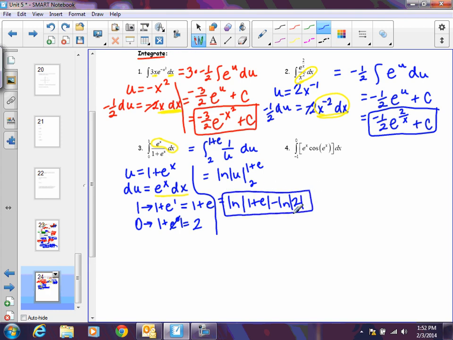Do I really need absolute value bars around 1 plus e and 2? No, because those things are positive. It's definitely not wrong to write them, though.